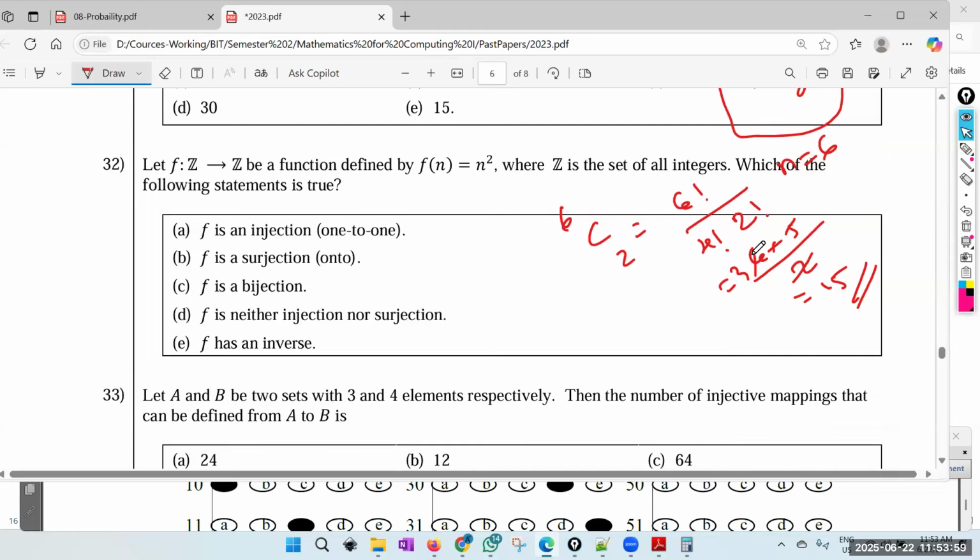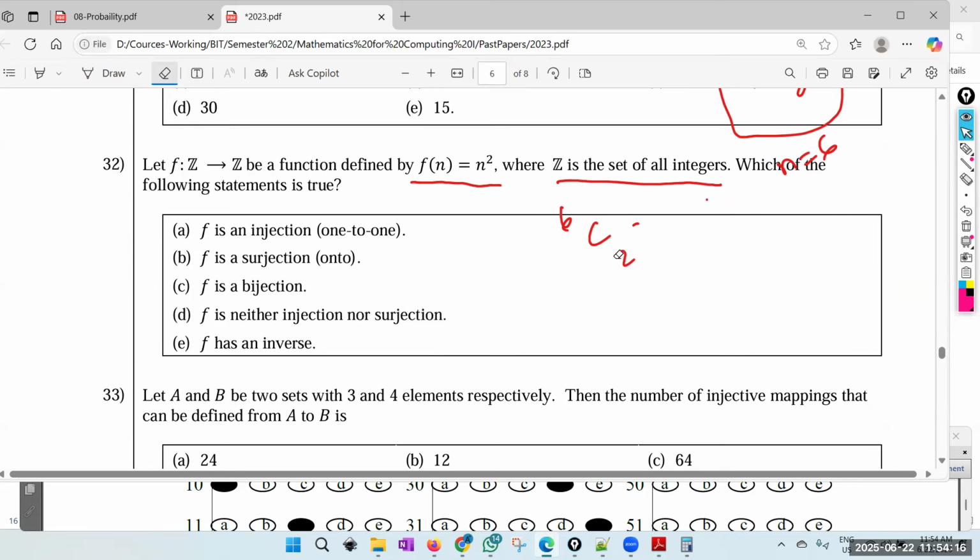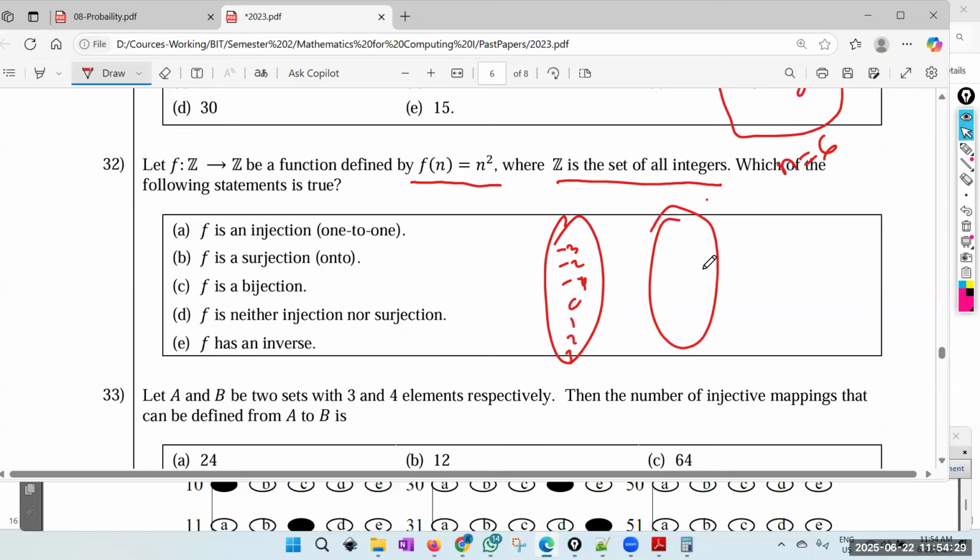Right, 32. If f from Z to Z is a function defined by f(n) = n squared, where Z is the set of all integers. Right, so let's try to build this. This is Z to Z, integers to integers. The integers can be negative numbers, right? -3, -2, -1, 0, 1, 2, 3. Z to Z.